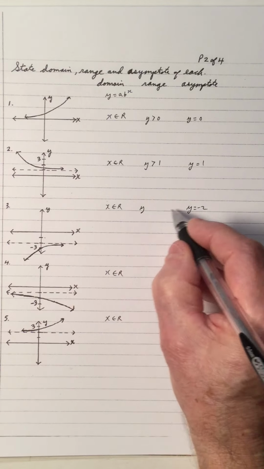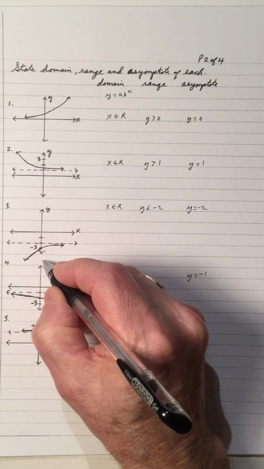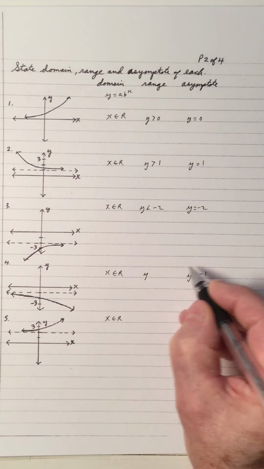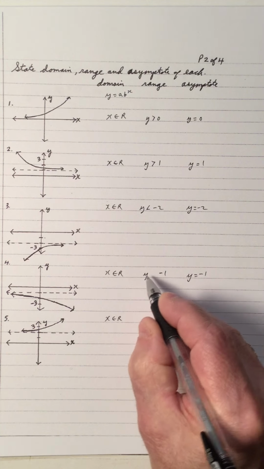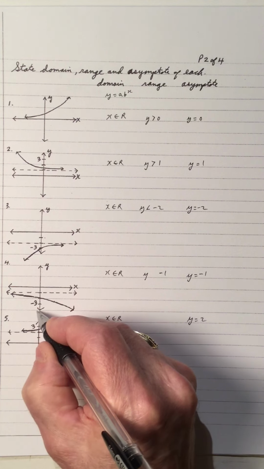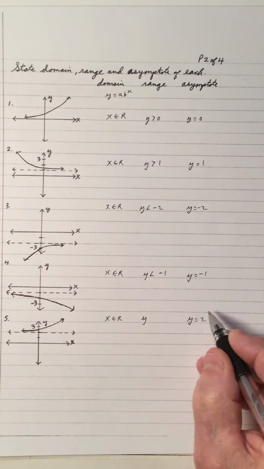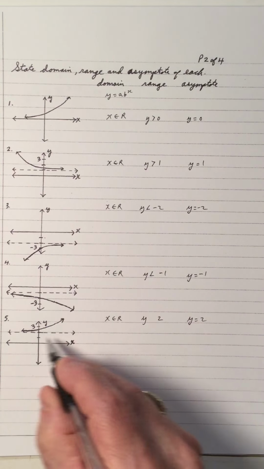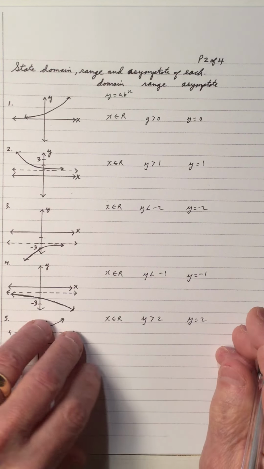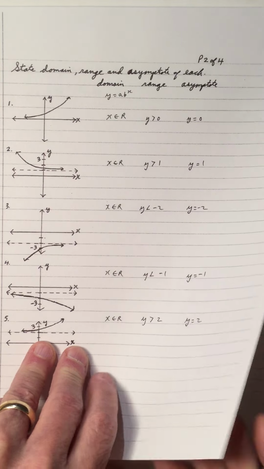The asymptote here is -2, and all the y values are less than -2 because the curve is going down. And y equals -1 is the asymptote here, so the range is in terms of -1. All y values are going down, so y is less than -1. And the asymptote here is 2, and the y values are above that, so y is greater than 2. So those are some examples of picking out domain, range, and asymptote.